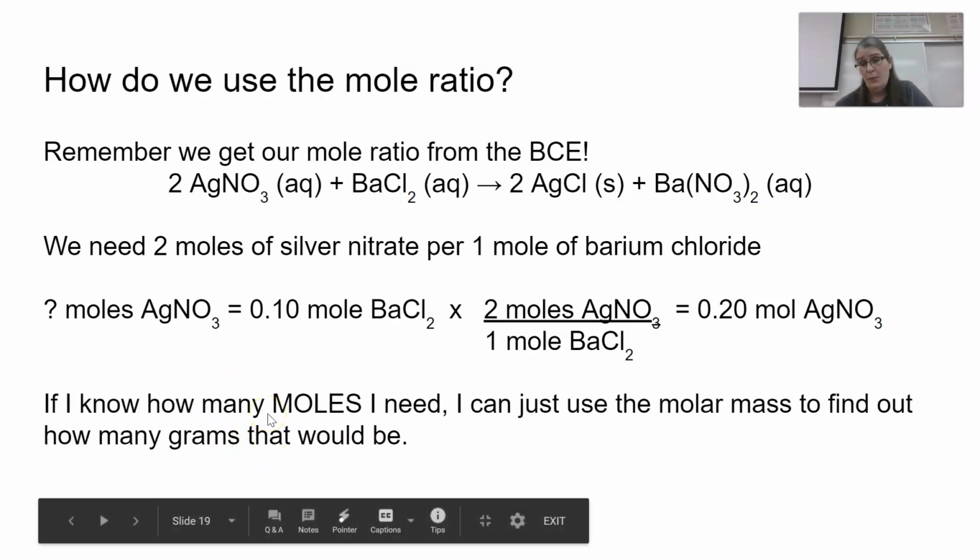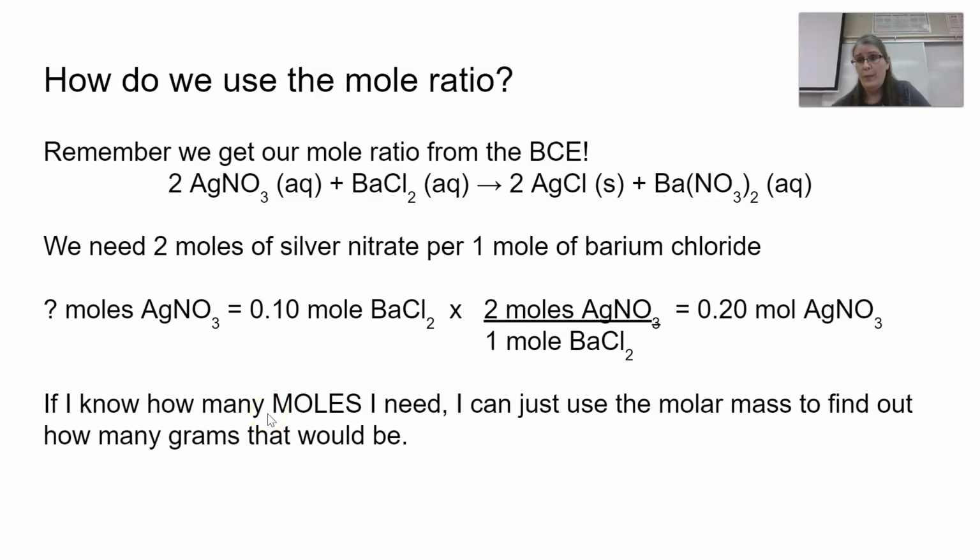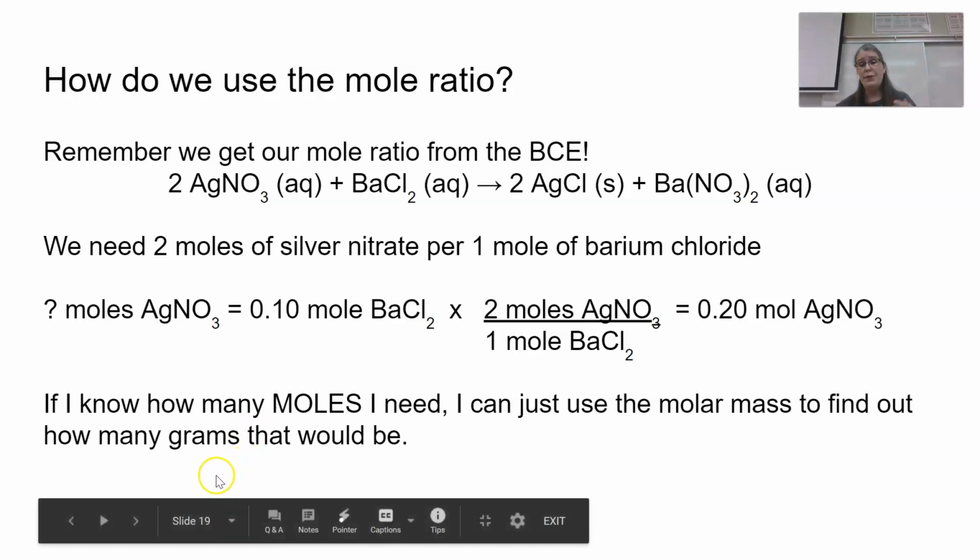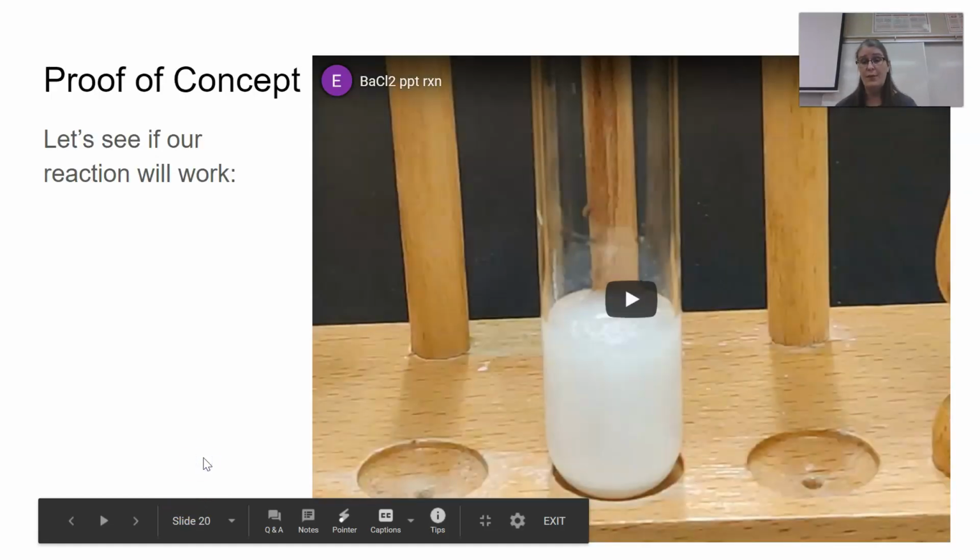If I know how many moles I need, well, I can get back to something I can measure. That's just using the molar mass again. So before you go, I'd just like to do a little proof of concept and make sure that this reaction actually does work. So I have a little video for us to watch.